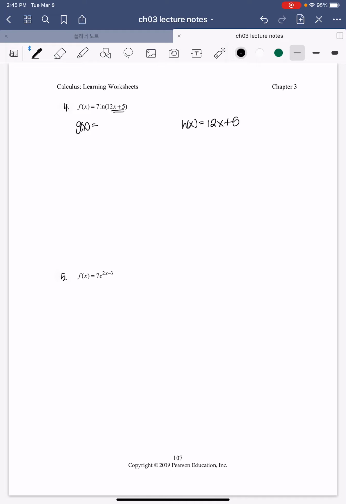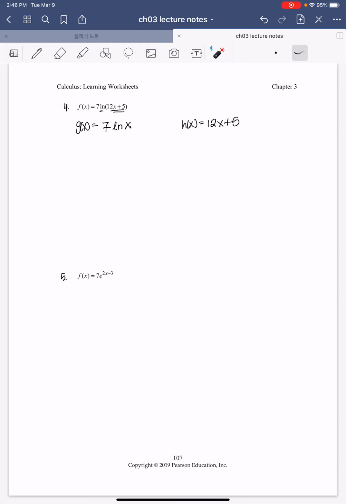But where is 12x plus 5 put into? Some ln function, or 7 times ln. So 7 ln of x will be my g. That looks good because when I compose g of h of x, I plug this whole thing in and I get back exactly the same. So we got the first step. The second step is taking the derivative of each of g and h, and the last step is using the formula to plug it in. So let's take the derivative.